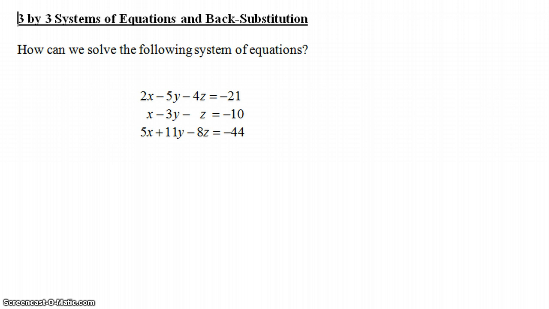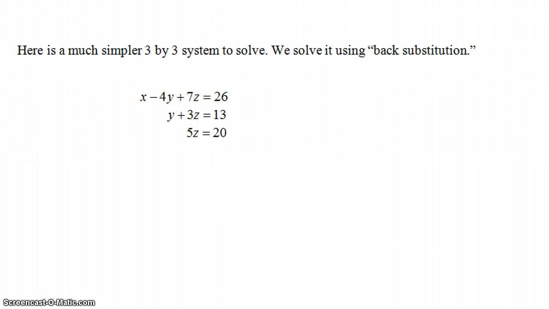We'll do that in the next couple of videos, but I want to talk about how you would solve a simpler one than that one. Here's a much simpler 3x3 system. We still have three equations and three variables, but we're going to solve it with back substitution. Now, why is this simpler? Well, notice the second equation is missing the x term. There's no x's. It's really 0x. And the third equation has no x's or y's.